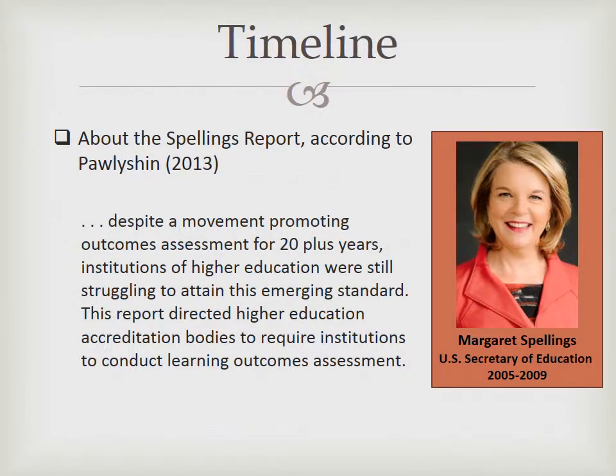In 2013, a gentleman, Pawlyshin, had this to say about the Spellings Report. He writes, despite a movement promoting outcomes assessment for 20-plus years, institutions of higher education were still struggling to attain this emerging standard. This report directed higher education accreditation bodies to require institutions to conduct learning outcomes assessment.